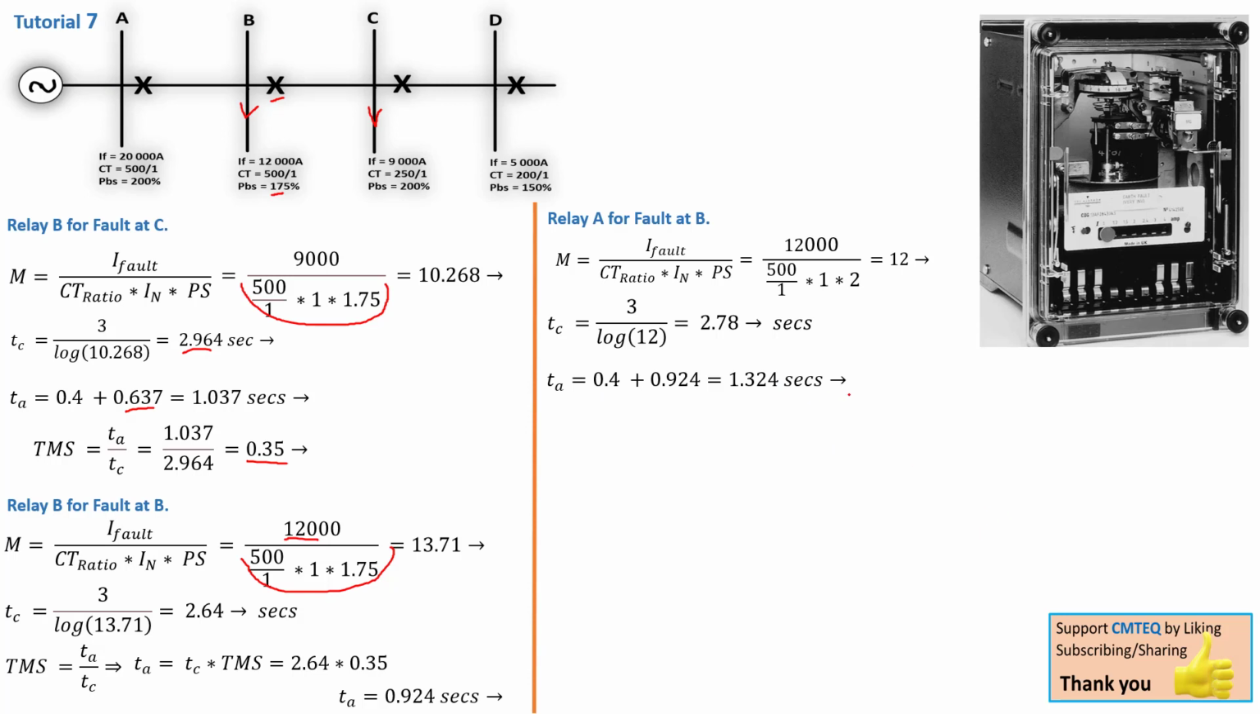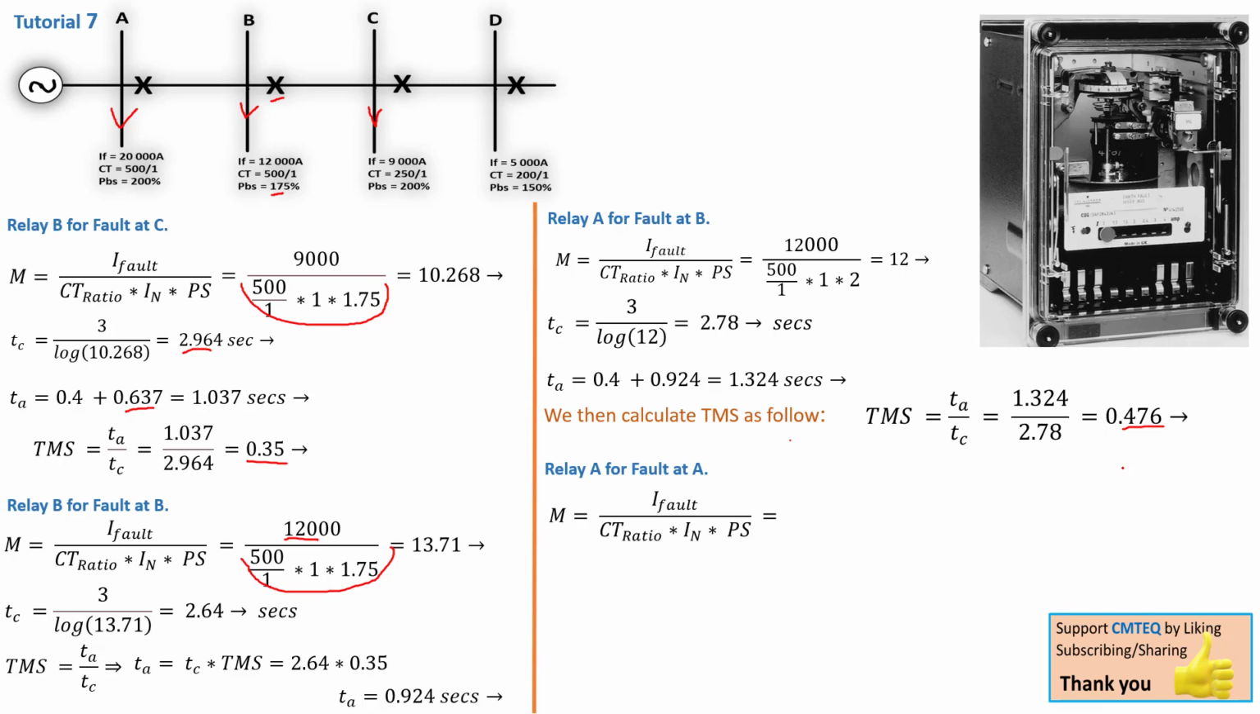Now one more parameter we need to calculate here is TMS. So TMS will be T over TC, that is 1.324 over 278. And that gives us a value of 0.476. And remember, we're going to use this TMS when we calculate the actual time for this relay here, for the fault on bus bar A, that is a 20,000 amp fault. Now we're done with this section, we can go ahead and move on to relay A for the fault on its own bus bar.